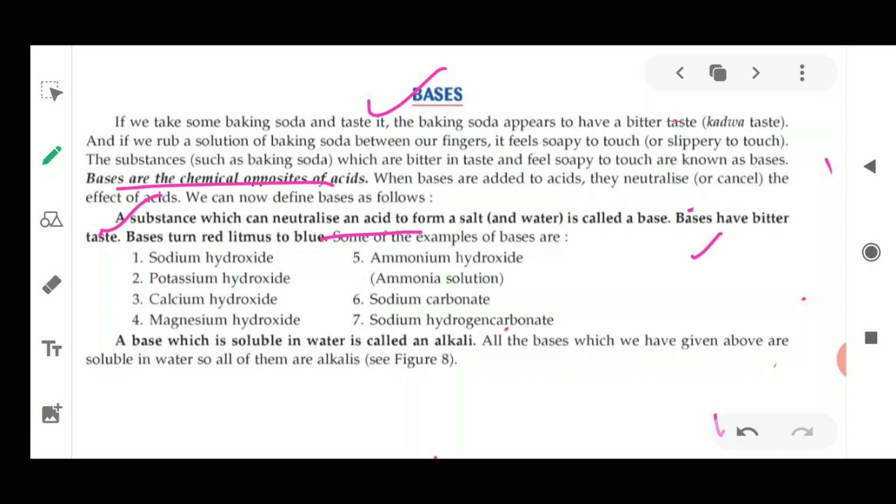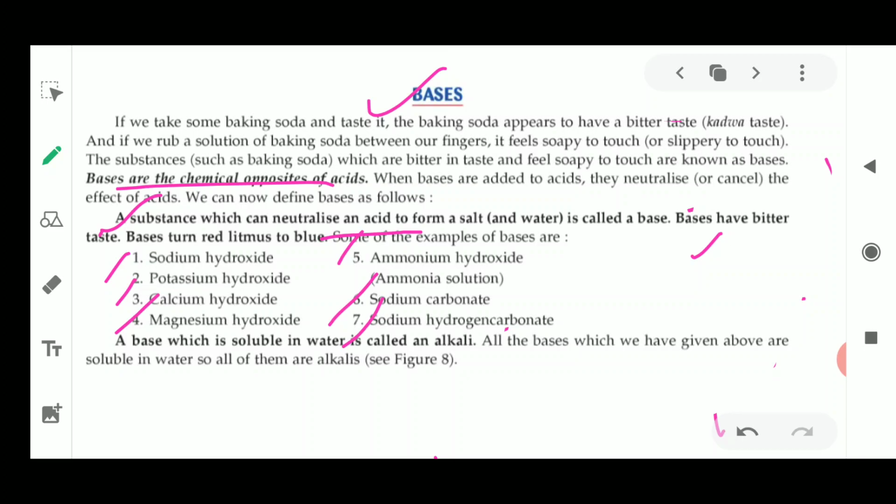Till then, you should know what bases are. These are chemical substances having a bitter taste, they are corrosive in nature, they are soapy to touch, and they turn red litmus to blue in color. Now the examples of bases are as follows: sodium hydroxide, potassium hydroxide, calcium hydroxide, magnesium hydroxide, sodium carbonate, sodium hydrogen carbonate, and ammonium hydroxide. All these are examples of strong bases.